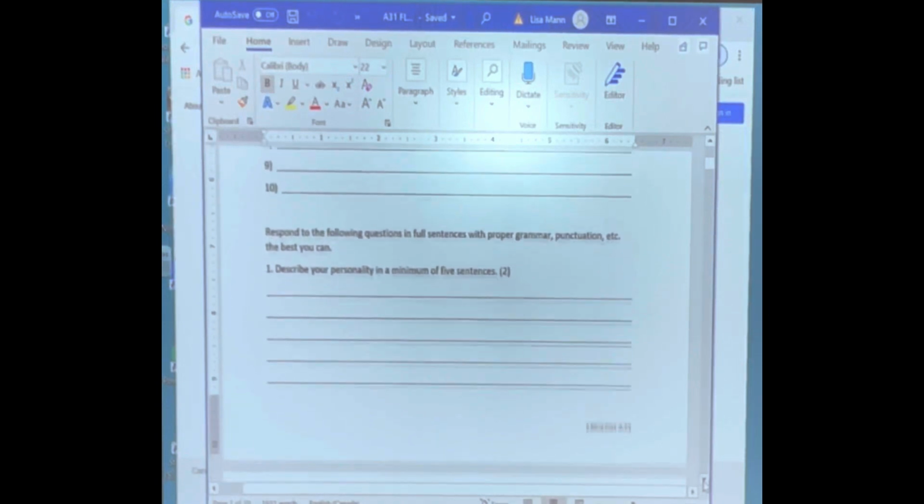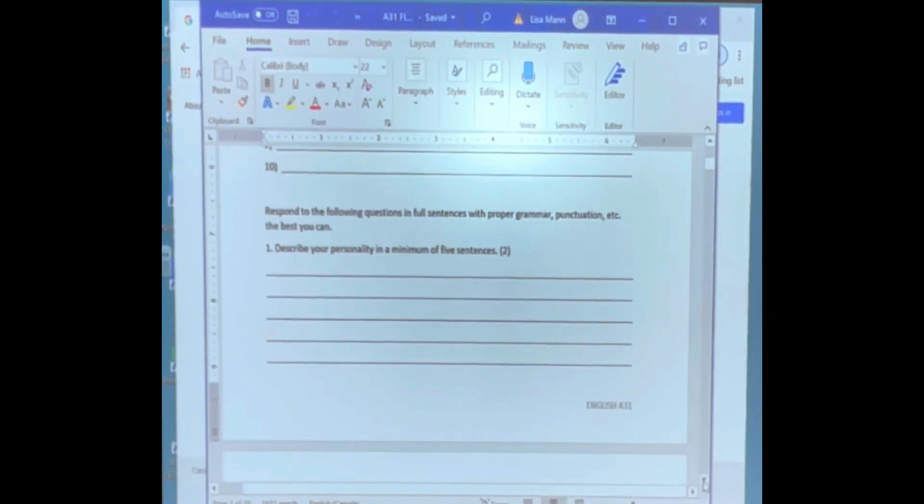Then the next question. Again, I would like these in full sentences with proper grammar and punctuation, the best that you can. So do your very best. Describe your personality in a minimum of 5 sentences. So try to think of even 5 personality traits, if you could.